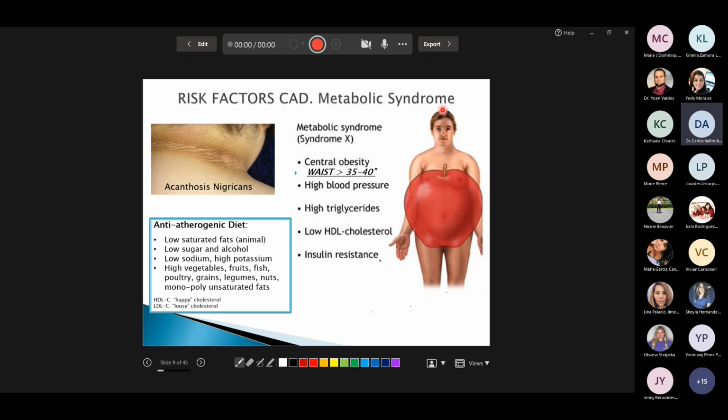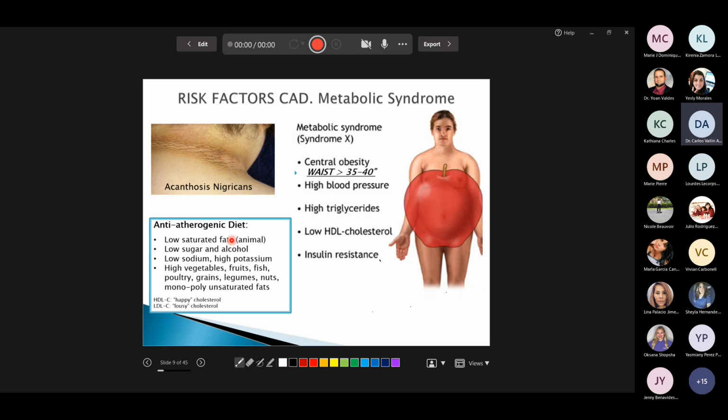What we can recommend, well, keep a normal weight, do exercise, don't smoke, control your blood pressure, control your cholesterol or triglycerides. It's very important to recommend the patient a healthy diet. Healthy diets are diets that prevent the development of plaque of atheroma. The healthy diet is low in saturated fats. The saturated fats are the fats that promote atherosclerosis.